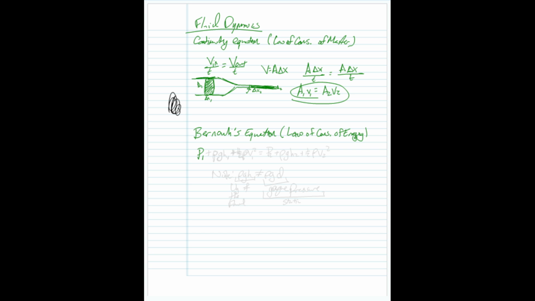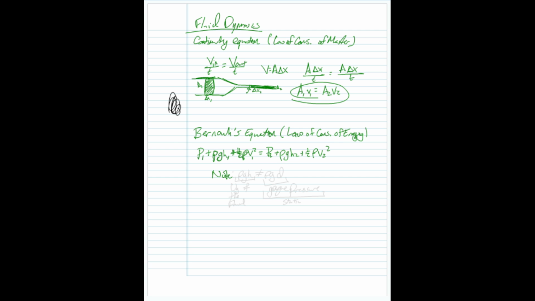The equation is that the pressure at one point, P1, plus rho g h1 at that point. This rho g h is a measurement of the potential energy of the fluid at that point, plus 1/2 rho v1 squared. That's a measurement of the kinetic energy of the fluid at that point. Equals P2, the pressure at another point in the pipe, plus rho g h2, plus 1/2 rho v2 squared.